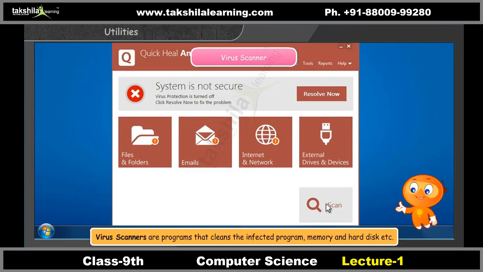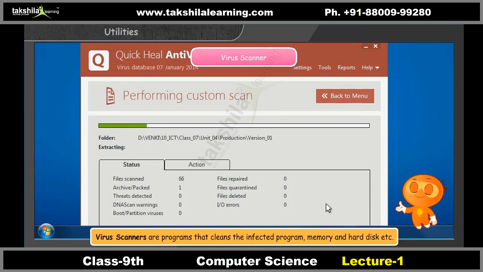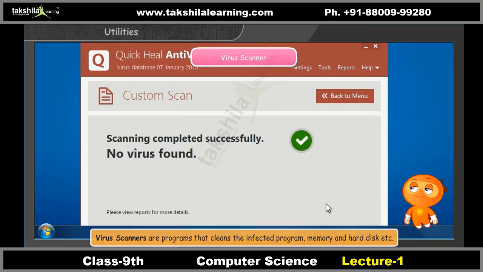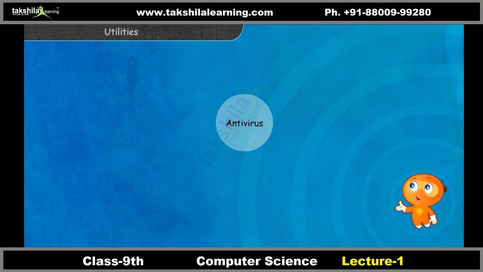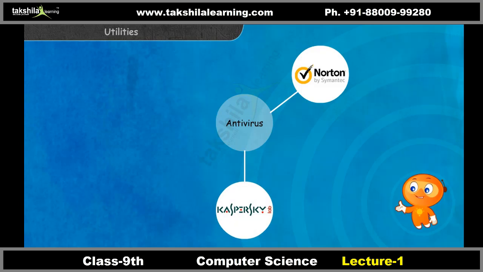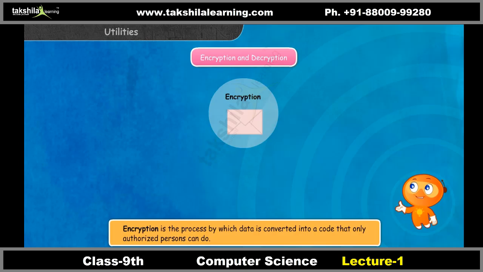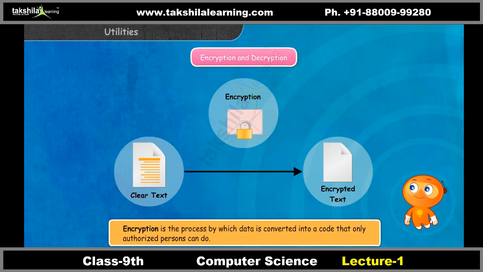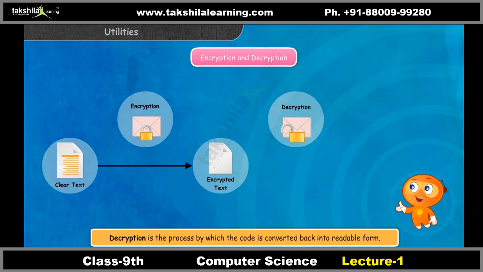Virus scanners are programs that clean the infected program, memory and hard disk etc. Examples of antivirus programs are Norton Antivirus, Kaspersky, Quick Heal. Encryption is the process by which data is converted into a code that only authorized persons can read. Decryption is the process by which the code is converted back into readable form.